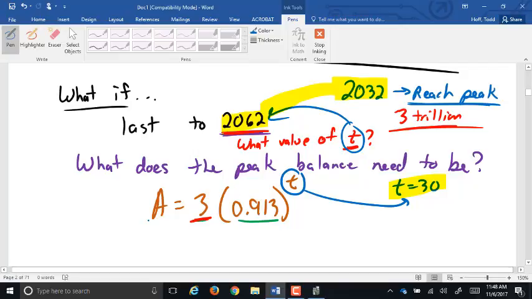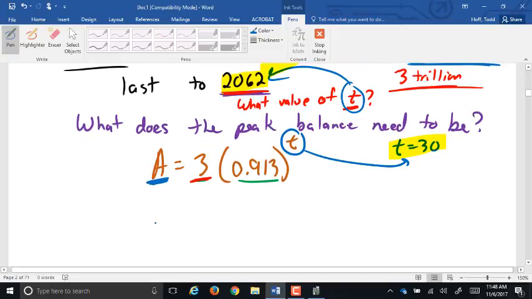Now remember, it becomes insolvent when A reaches what number? When the balance is what? Insolvent means there's not enough money to pay out. That was the 500 billion.